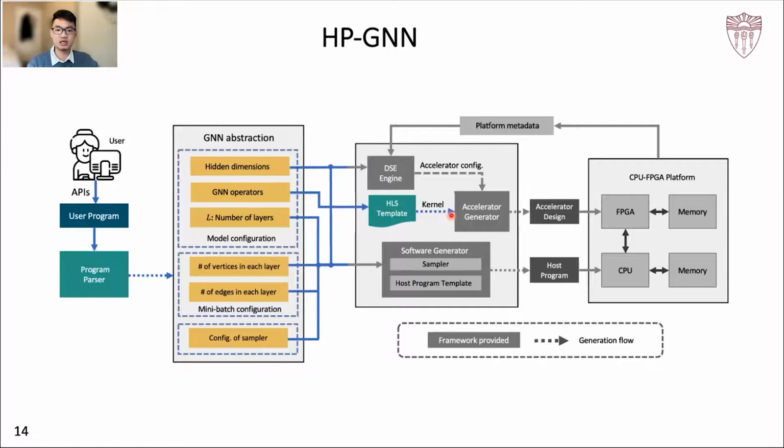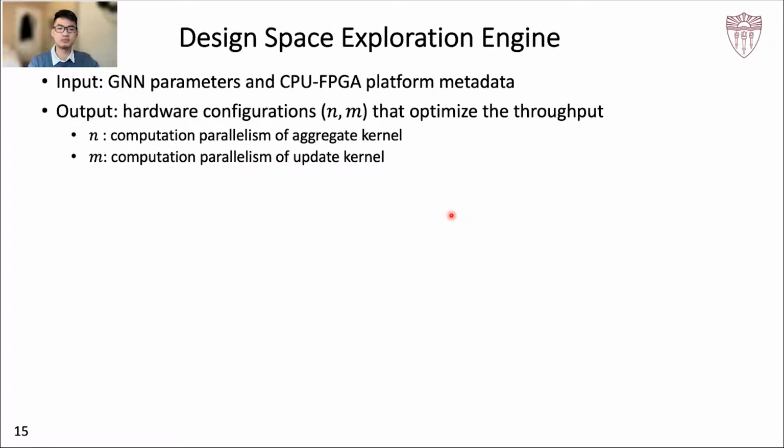The next step is, now we have a single kernel design. We want to fully utilize the FPGA resources. So what we want to do is design space exploration to see how many kernels we can implement. As mentioned before, we want to make this work accessible to users who might not have hardware backgrounds. So we want to automate the design space exploration step as well. We do so by building a DSE engine.